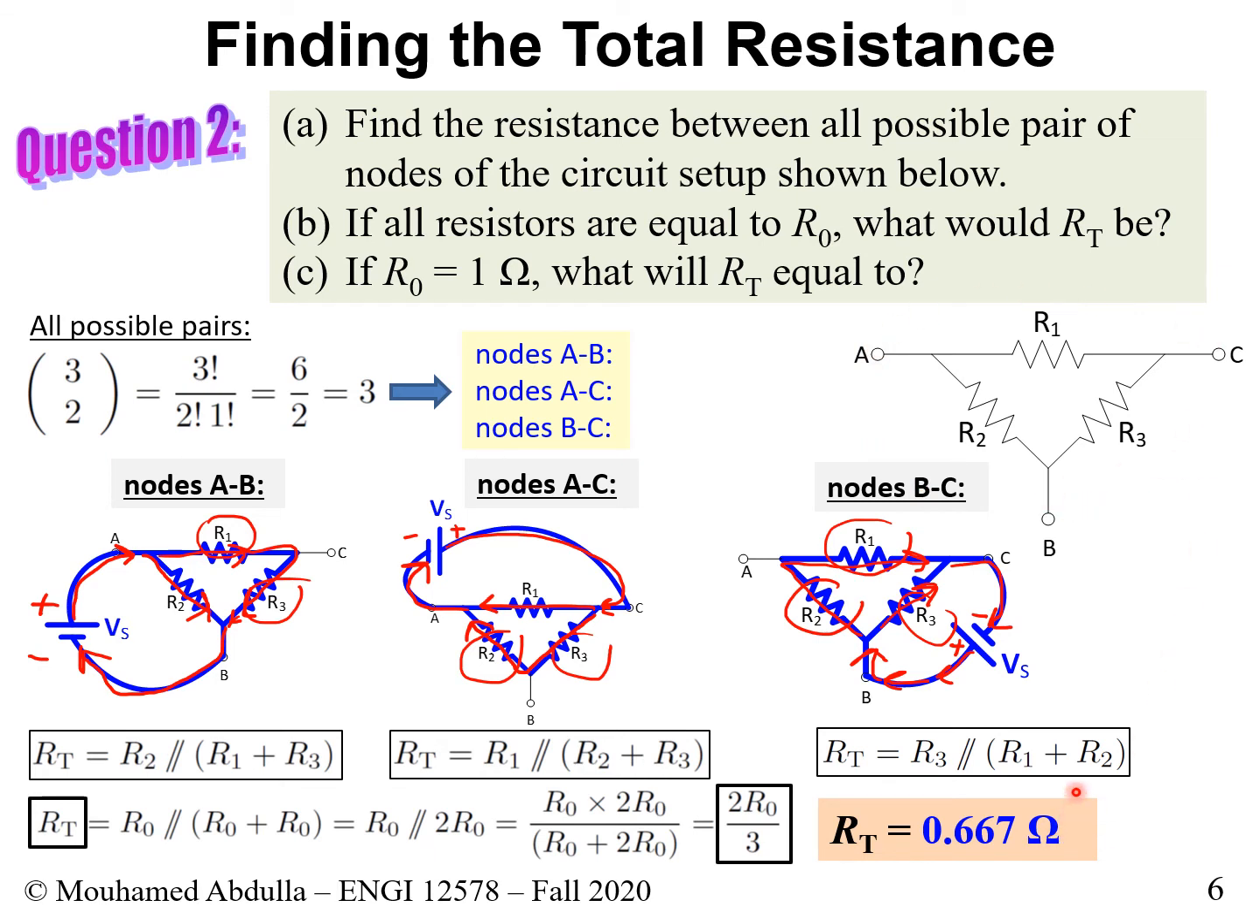This doesn't necessarily mean it is the case all the time. You have to show it, right? So if I give you any other type of resistive network and I tell you all the resistors are equal, it doesn't mean the total resistance will be the same by looking at it from different nodes. It just happens to be the case here.